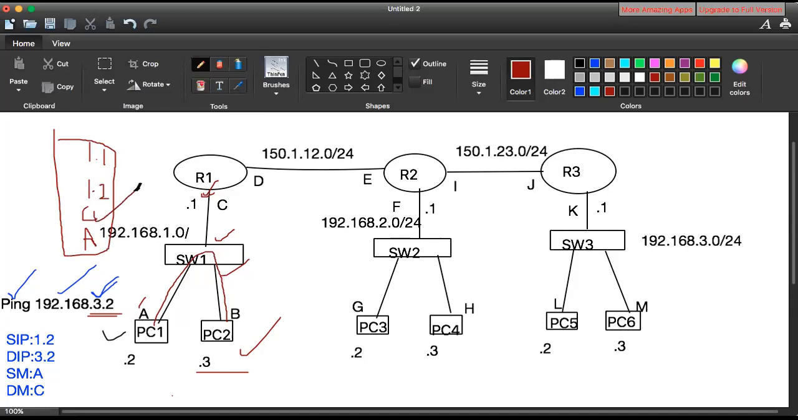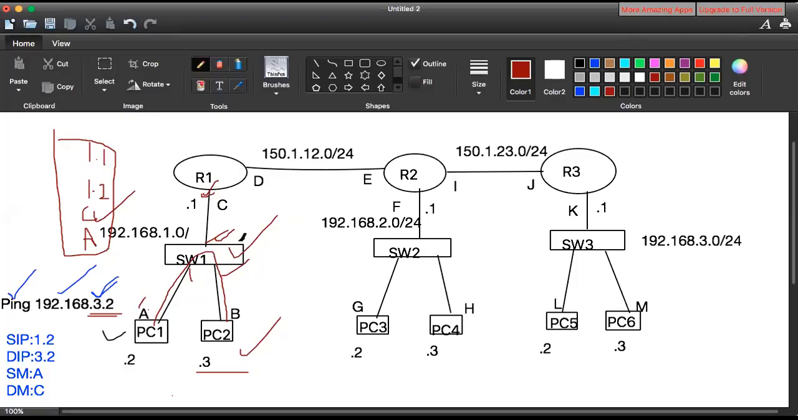MAC address C. Apart from PC1 and PC2, the switch is also a very intelligent device. The switch is also going to learn those MAC addresses. So if switch 1 is listening to MAC address A on this port, it is going to keep it in the CAM table. In the same way, when C is replying, the switch is going to keep this C MAC address on this interface and keep it in the CAM table. That is part of switching that we'll discuss. But anyways, ARP is done. Now PC1 knows the MAC address of 1.1.